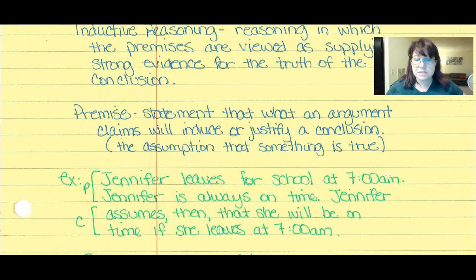Jennifer leaves for school at 7 a.m. Jennifer is always on time. That's the information we're given, and then we're going to draw the conclusion. Jennifer assumes then that she will be on time if she leaves at 7 a.m. That's a pretty strong argument. She leaves the school at 7 a.m. She's always on time. Therefore, she assumes that she will be on time if she leaves at 7 a.m.